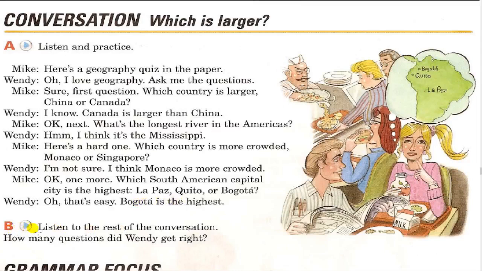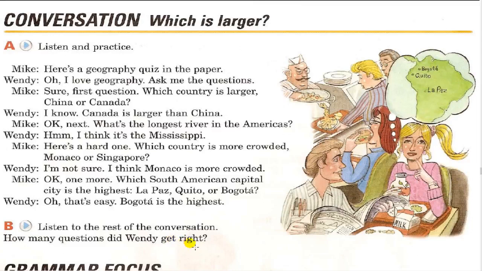B. Listen to the rest of the conversation. How many questions did Wendy get right and how many questions did Wendy get wrong? Listen. Please correct the wrong information. Page 93. Exercise 2. Part B. Listen to the rest of the conversation. How many questions did Wendy get right?